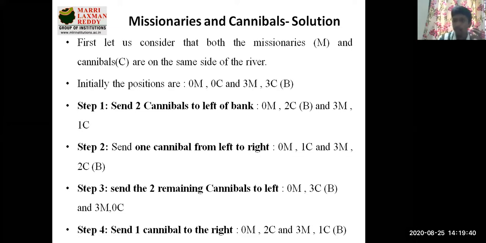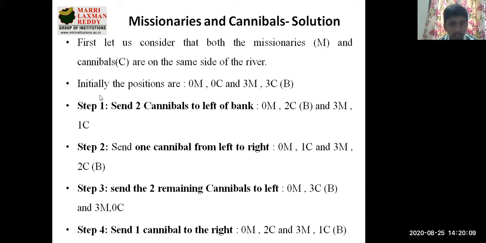If possible, everybody should take a book or paper in your hand and try to draw like this, whatever I have done here. Step by step, you need to write in your book or paper so that it will be easy for you to understand what's happening. On screen, I have written the step by step procedure, like what happens in step 1, step 2. But if you want to understand this clearly, take a book and a pen in your hand and try to solve it step by step.